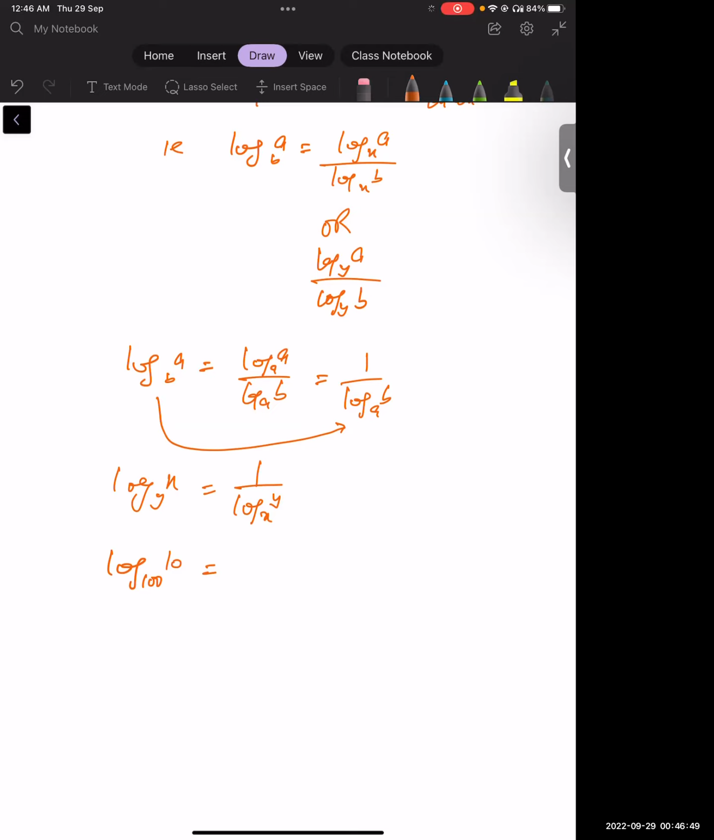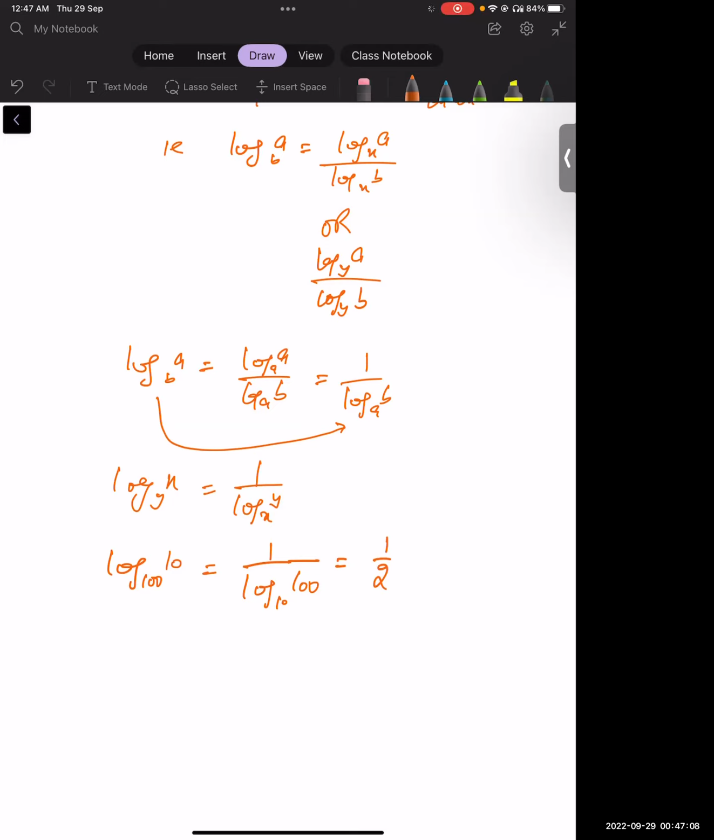A half. So I can write it down to be 1 by log 100 to the base 10. And that's 1 over 2. What should be the base of 10 and 100? It will be 2.